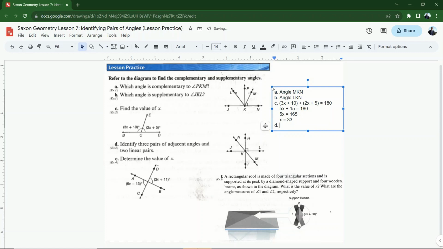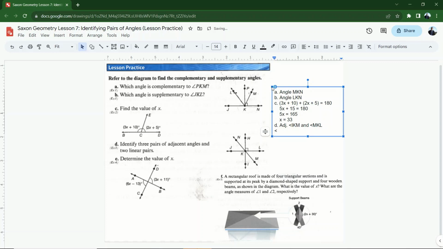All right, let's take a look at letter D. Identify 3 pairs of adjacent angles and 2 linear pairs. We'll start with adjacent angles. These are angles that share a vertex and a side, but no common interior points. So it would be angle IKM and angle MKL. That would be one.